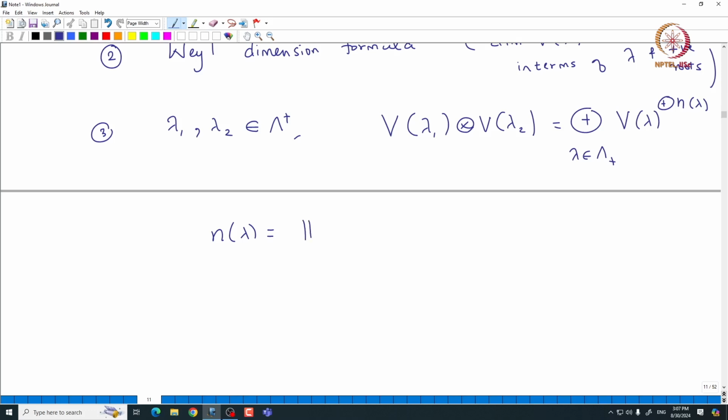Basically it counts the number of times this V lambda occurs in the decomposition of V lambda 1 tensor V lambda 2. Most of the time we want to compute this number, and that leads to some very interesting combinatorics. Using the Weyl character formula, one can give a closed formula for this number. That is given by Steinberg's formula.